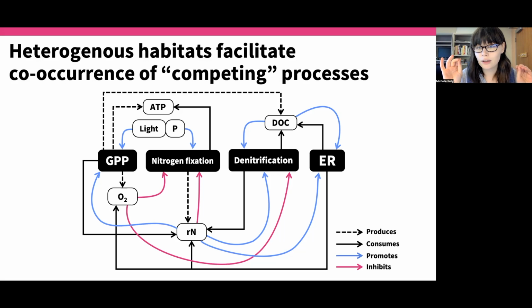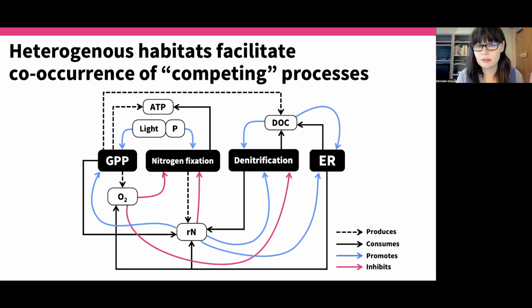So the factors that might increase GPP would also increase N fixation. So light and phosphorus would increase both processes. Here in this diagram, I should orient you that the dotted line means produces, the full line means consumes, the blue line means something promotes a process, and the red line or pink line means that something inhibits a process.